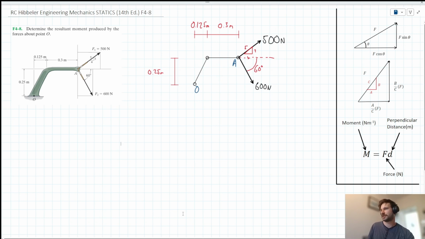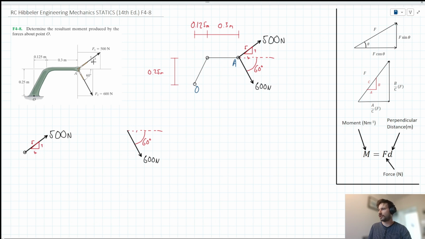So we have this problem from chapter 4 here, which is asking us to determine the resultant moment produced by the forces about point O. I've replicated the diagram on the right here just so that we can draw all over it. A good place to start with this problem might be to decompose F1 and F2 here into their constituent horizontal and vertical components. So let's just quickly go ahead and do that.